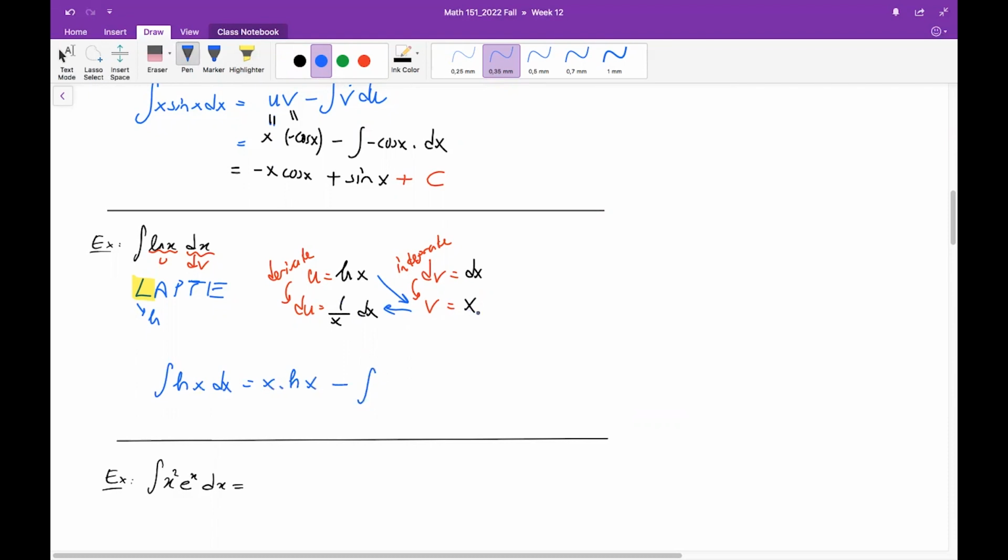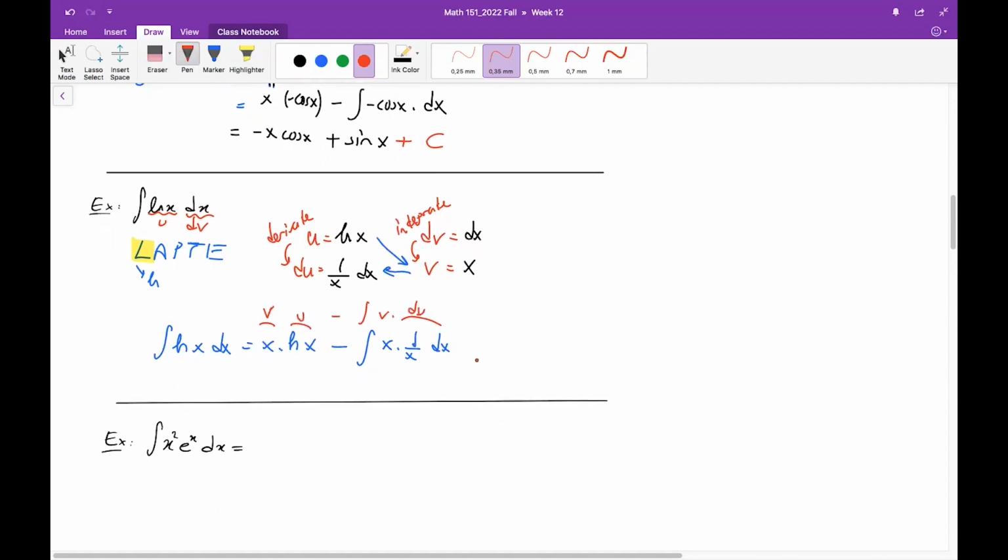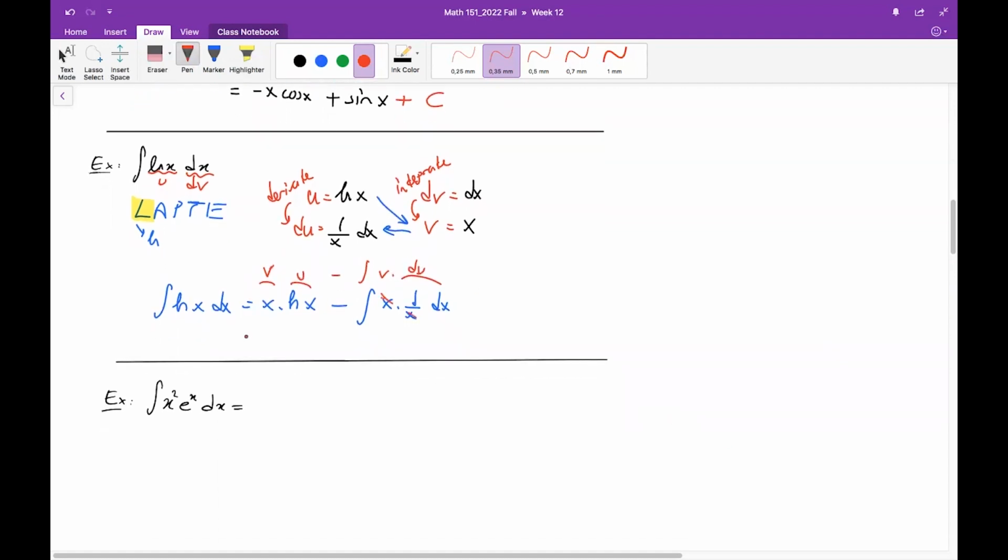So 1 over x times x is just, okay, v times du, right? Like this. This is v, this is du. I am doing u times v minus integral v times du. Okay, then after you simplify these two, you have x times ln x minus integral just dx. Integral of dx is what? It is just x, plus an arbitrary constant c.